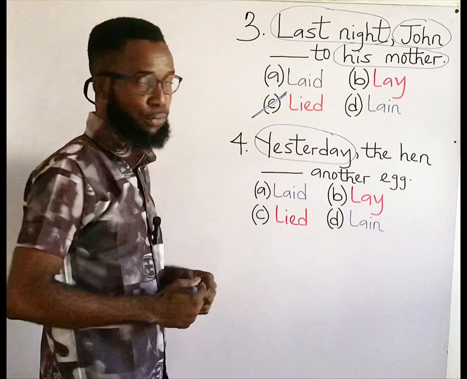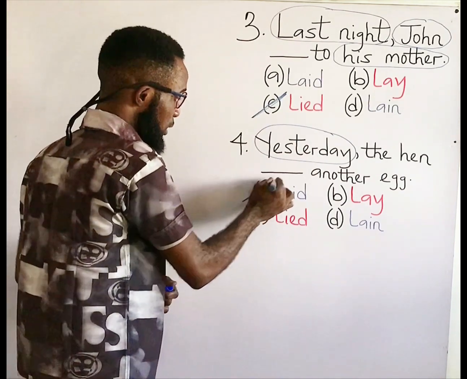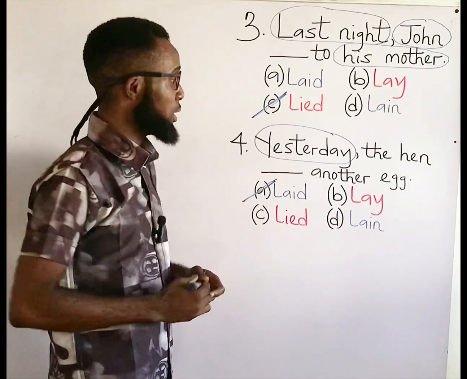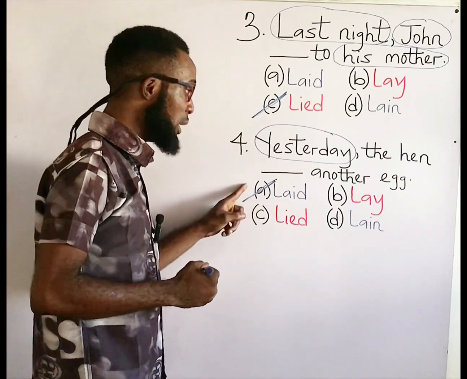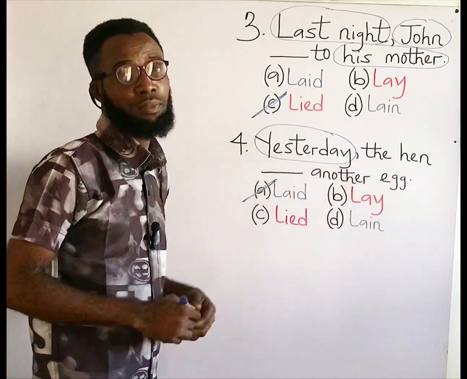So for this question 4, the correct option is A, so that the question reads, yesterday, the hen laid another egg. This is where we shall round it off for today.